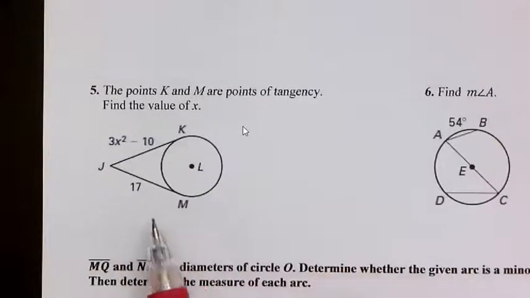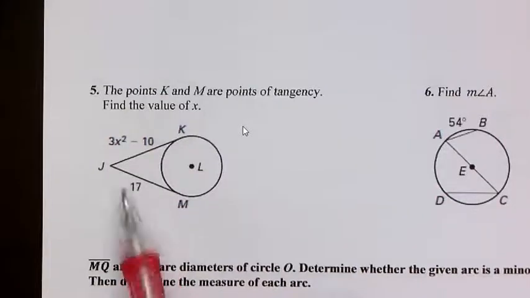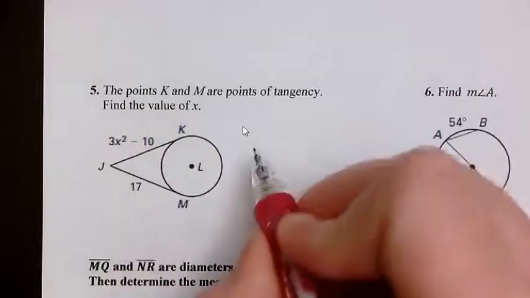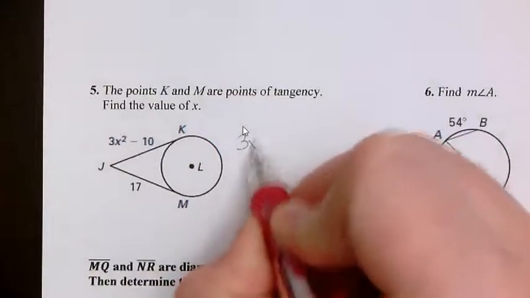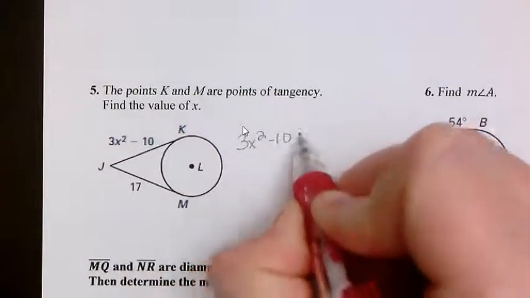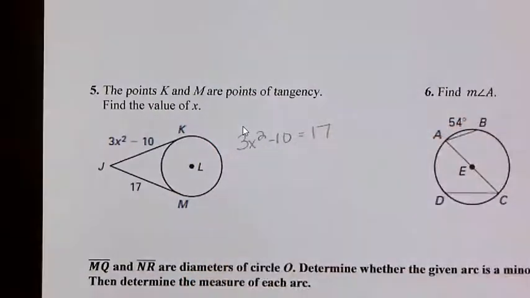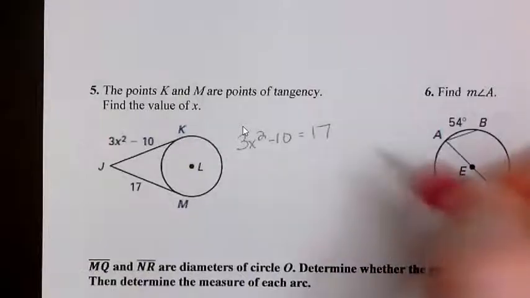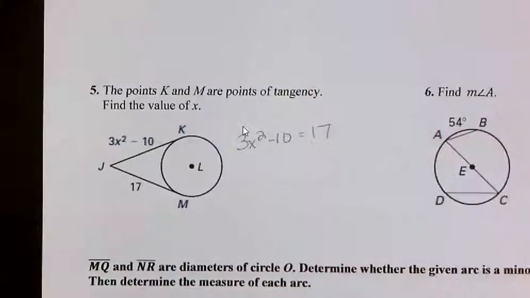Points from a common tangent add up to be, or excuse me, points from a common tangent are equal to each other. So you're going to take 3x squared minus 10 equals 17. Pay attention to what you're doing. Make sure you get the x squared by itself, and you'll solve it.